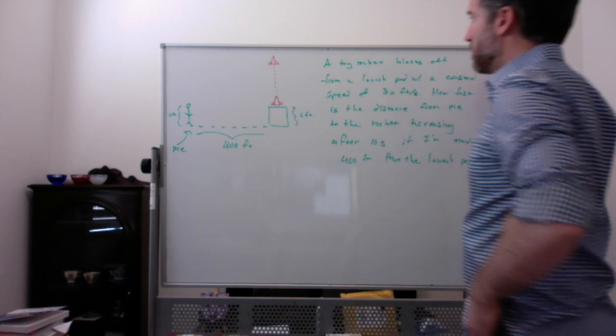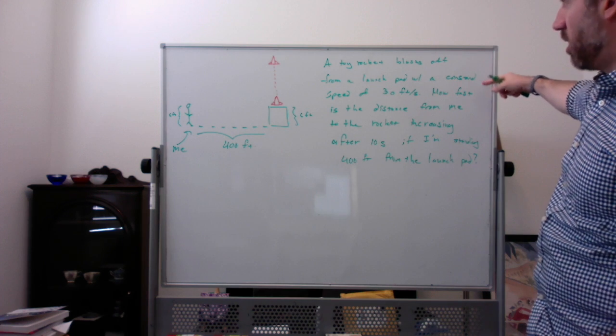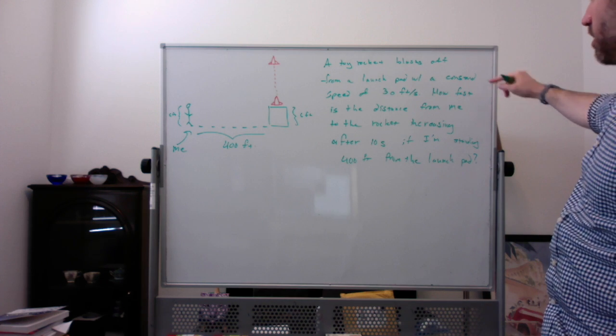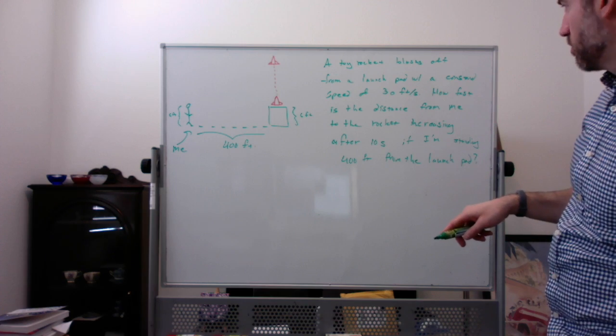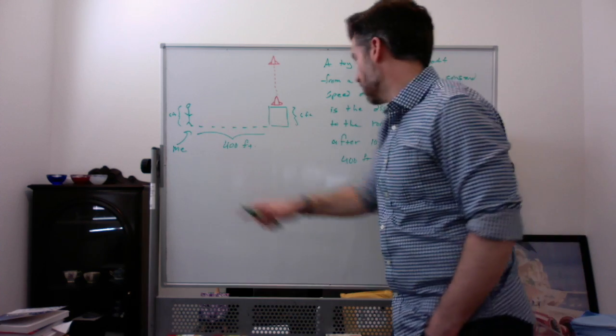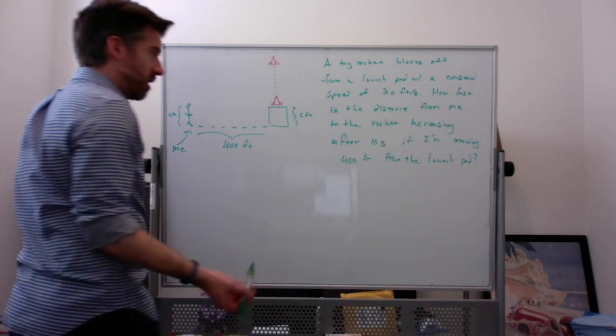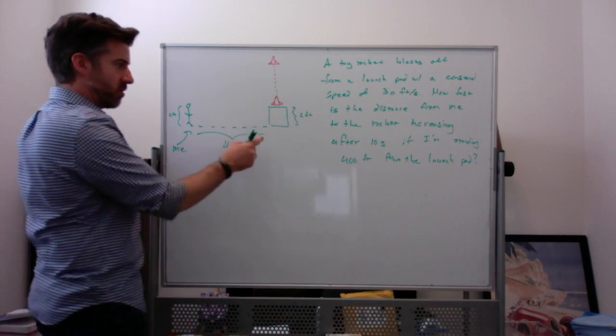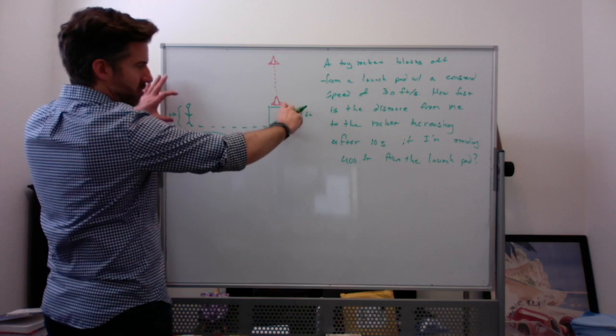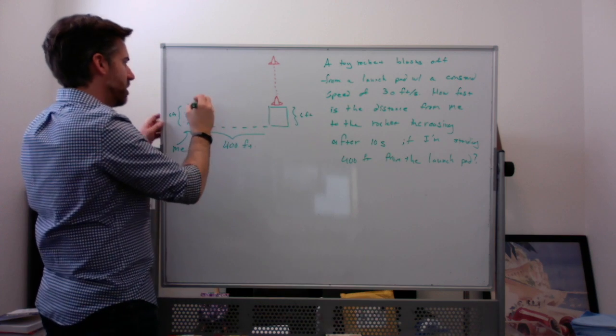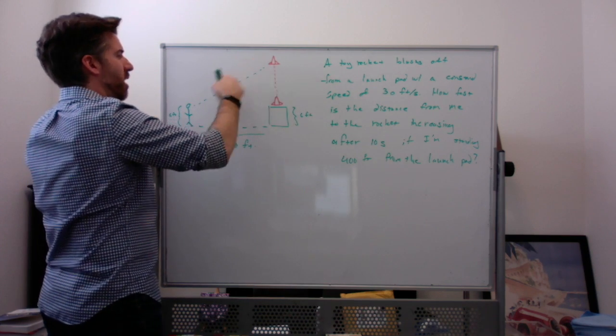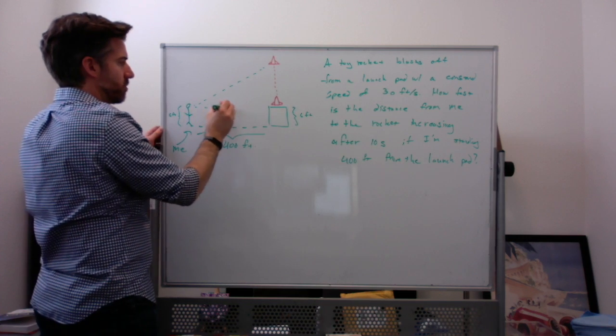A toy rocket blasts off from a launch pad with a constant speed of 30 feet per second. How fast is the distance from me, standing here, to the rocket increasing after 10 seconds if I'm standing 400 feet from the launch pad? And the launch pad and I are at the same height, so you don't have to worry about height difference. So we're asking, how fast is this distance changing?